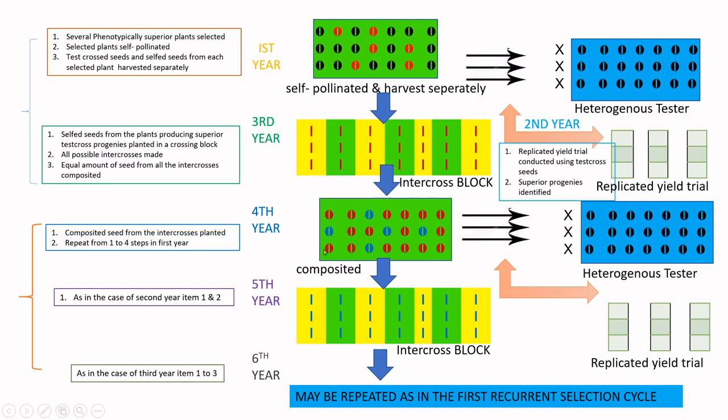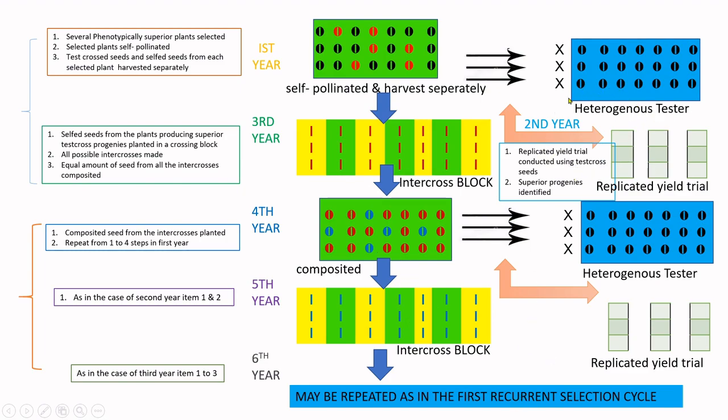We are going to select superior lines here. From the lines given here in red, we are going to select superior lines, which are in blue. Okay, and much like the earlier cases, we are again going to cross with the heterogeneous tester, and we are going to evaluate the lines in replicated yield trials. Those which are superior, we are going to grow as individual progeny rows and form intercross blocks. In intercross blocks, we are going to allow random pollination and so on. These cycles can be repeated again and again.